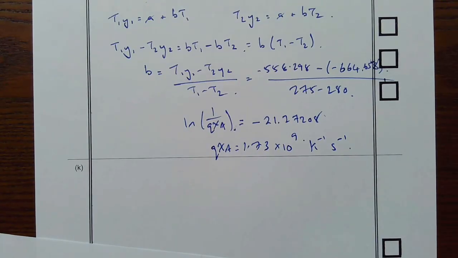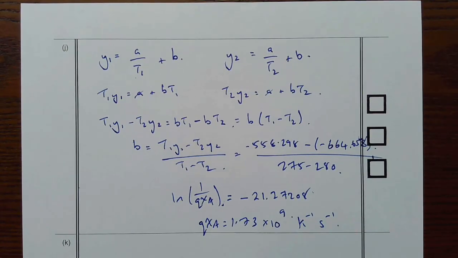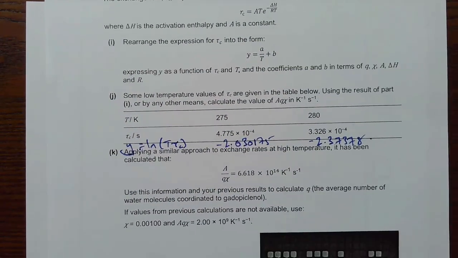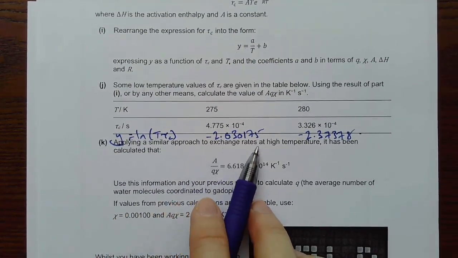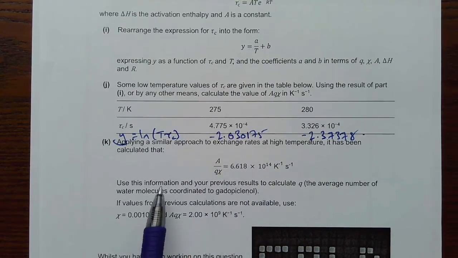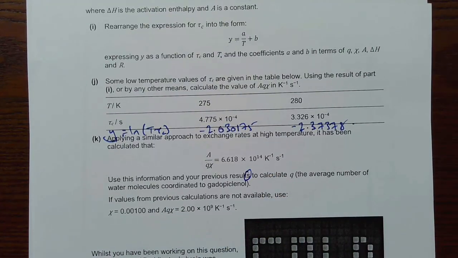There you go. So, again, there's no individual step that's really that difficult, but putting it all together is quite hard work. And then we're still not done. Applying a similar approach to exchange rates at high temperature, it's been calculated that A over Q chi is that. Use this information in your previous results to calculate Q, the average number of water molecules coordinated gadopiclinol.